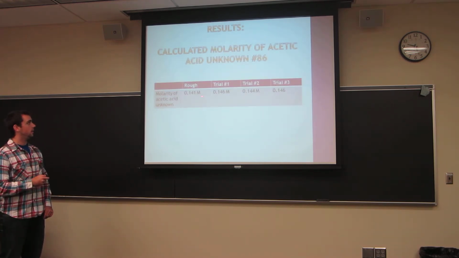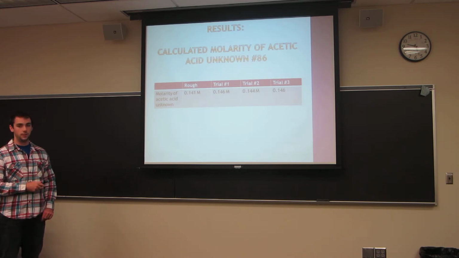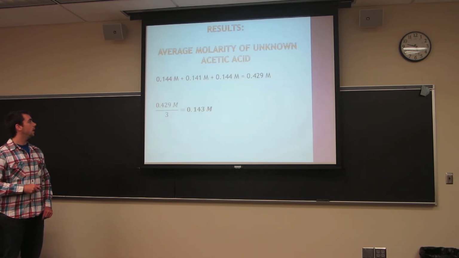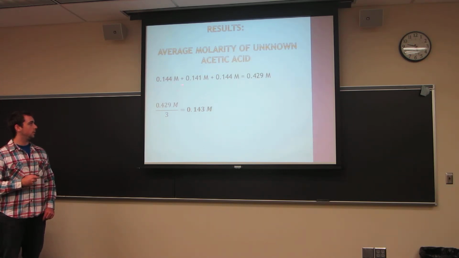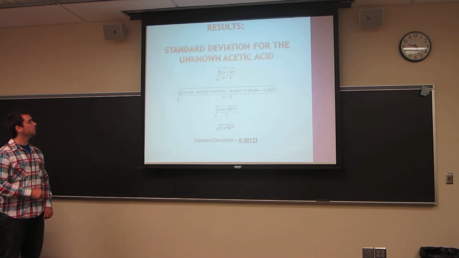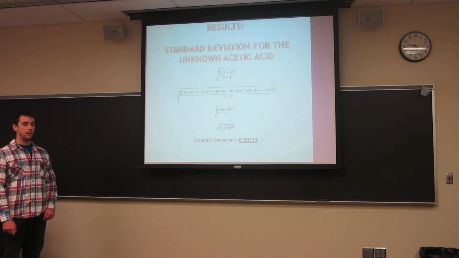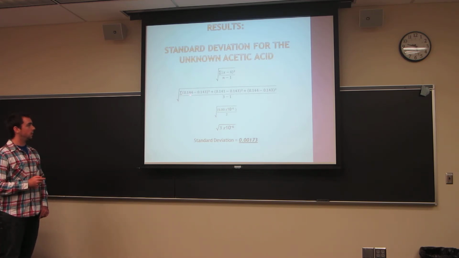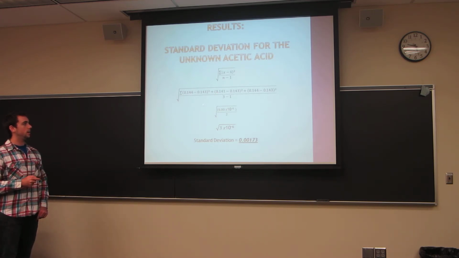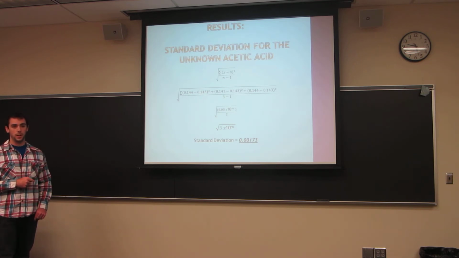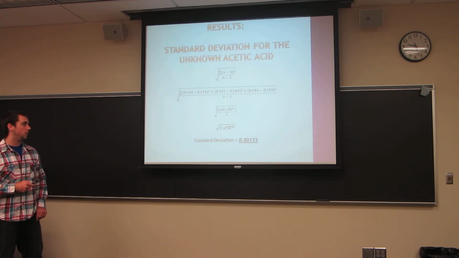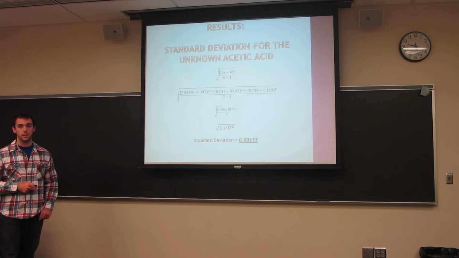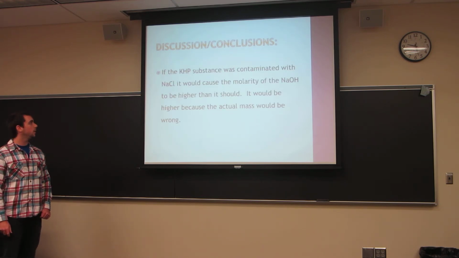And here's a table showing each molarity of the unknown acids. And to find the average of the unknown acids, we took the 3 closest together, added them up, and divided them by 3. To find the standard deviation for this unknown acid, we did the same thing as before. We took the molarity that we found and then subtracted that by the molarity that we averaged out, divided that by 2, and took the square root to find the standard deviation for this molarity.